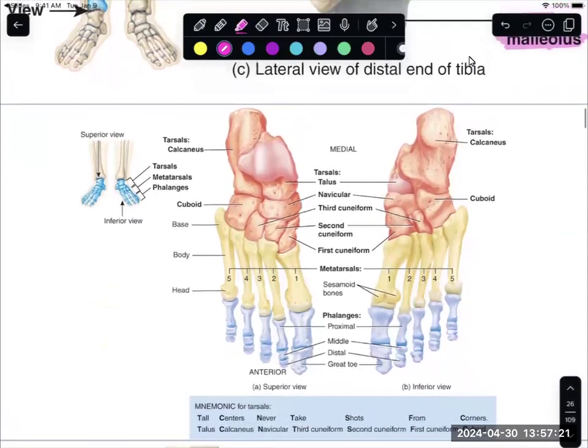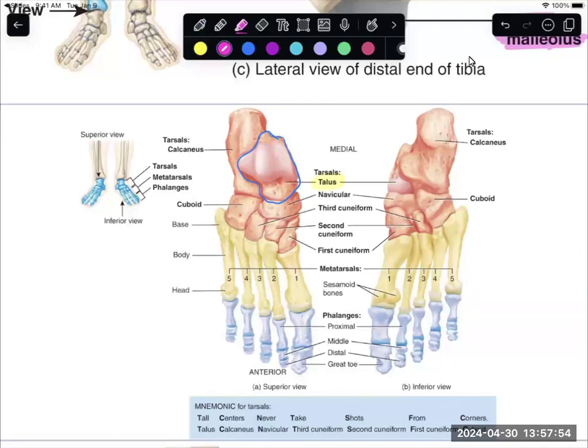Now to our foot bones that are also known as our tarsals. Remember, your wrists are carpals with a C. Your ankle bones are tarsals with a T. So the one that the tibia comes in contact with is the talus. That is this top bone right here.